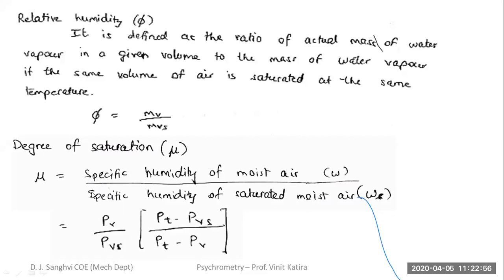Now, we had also proved that degree of saturation is equal to relative humidity when PVS is very, very small. So in most of the cases, degree of saturation is not extensively used. Relative humidity is the parameter which is more extensively used.